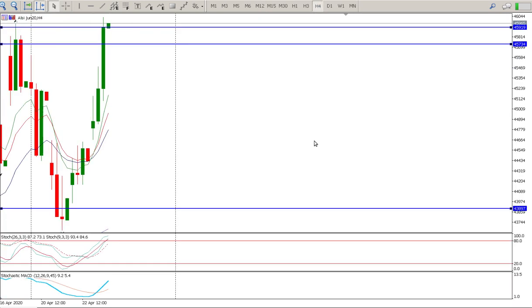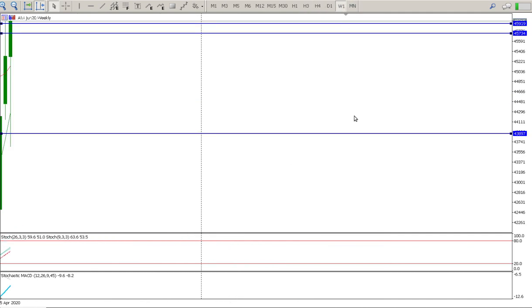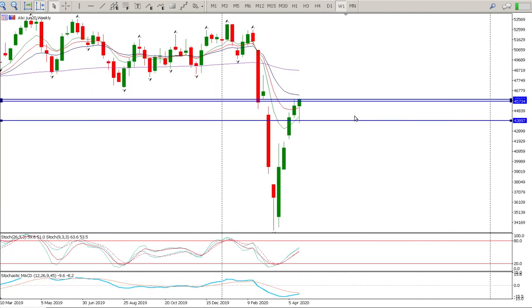I just want to check the 4 hour for any divergences. We don't have any divergences. And the next thing I want to do is just check the weekly. Nothing really transpiring on the weekly either. It's been a fairly strong sort of month and a half at the moment, or 6 weeks.